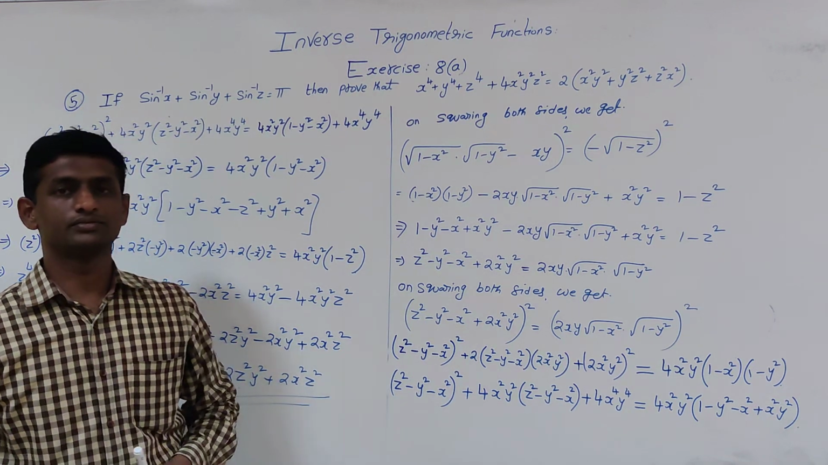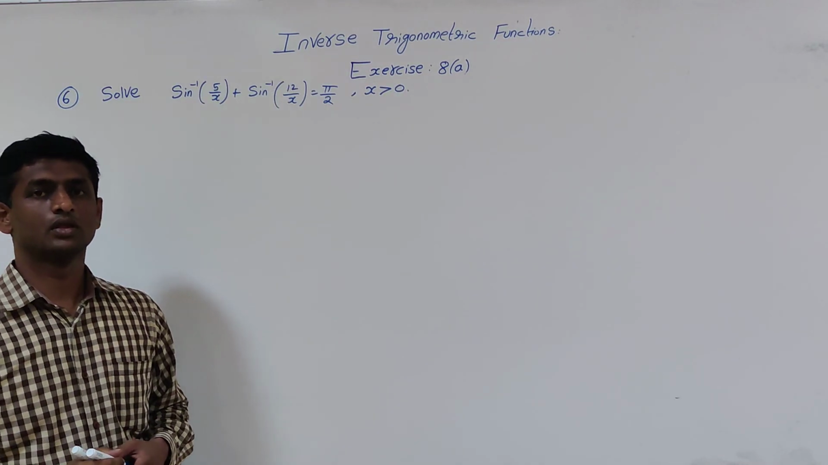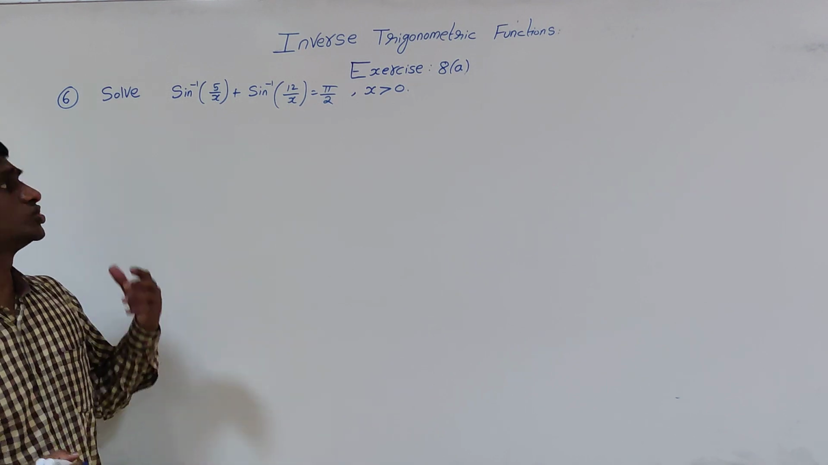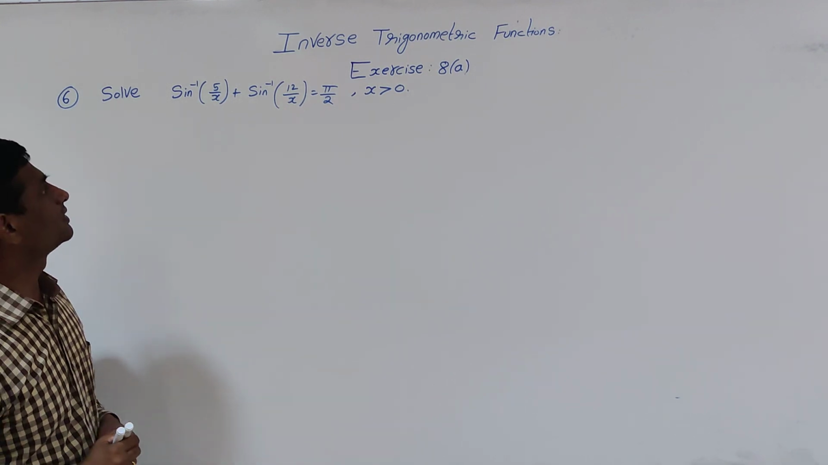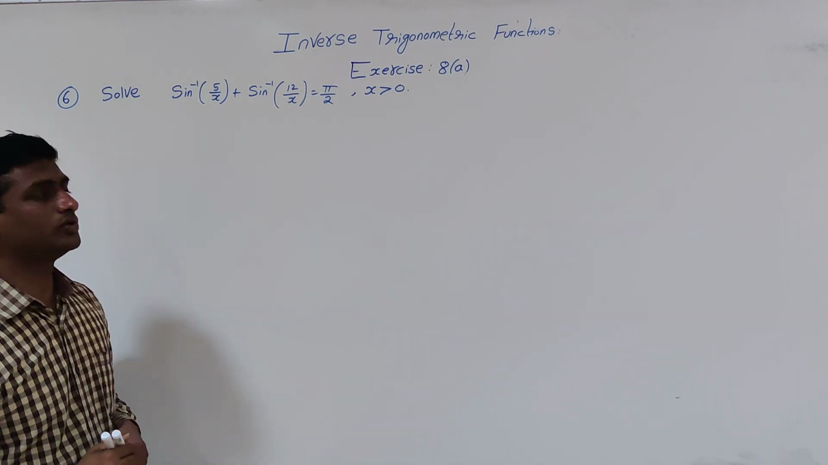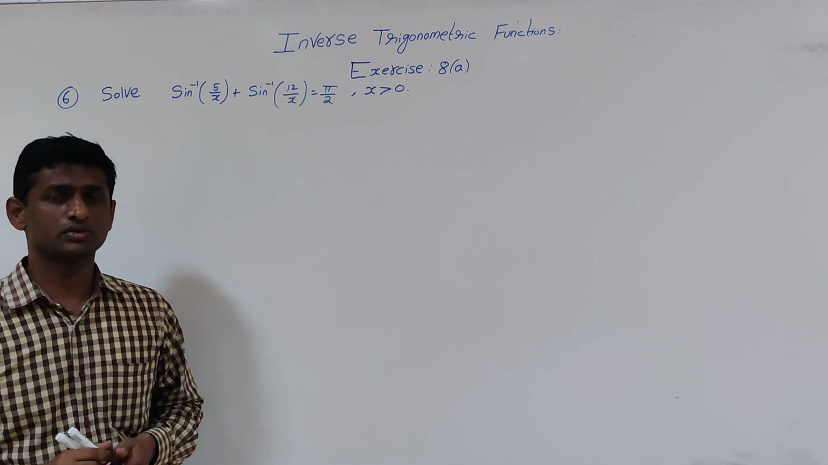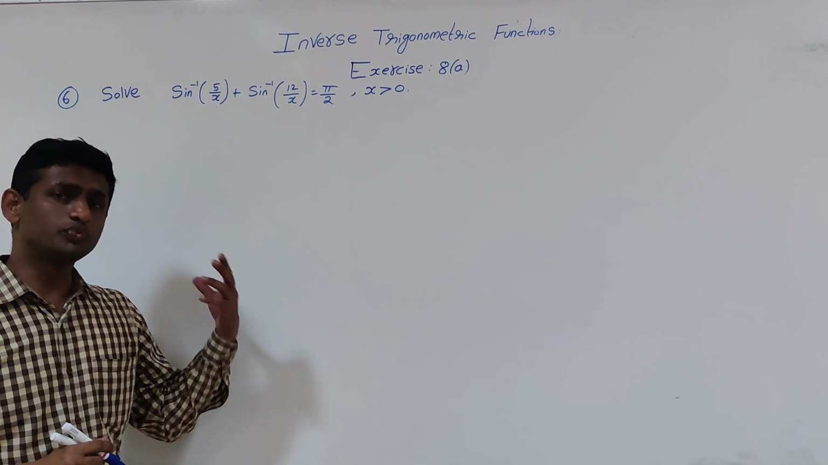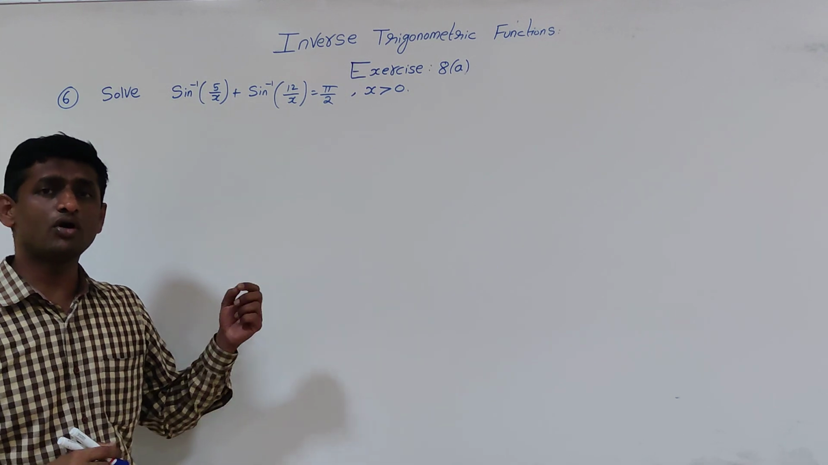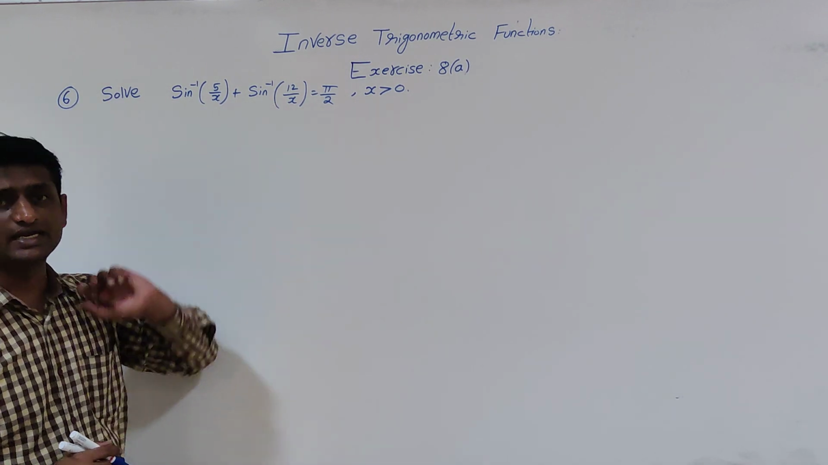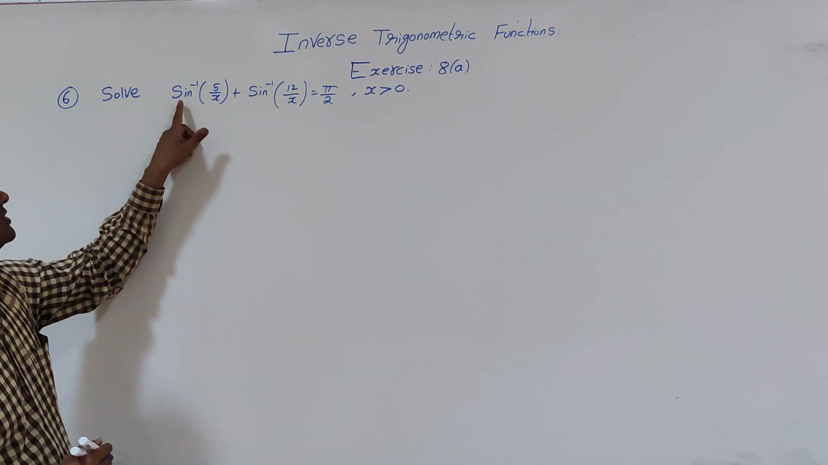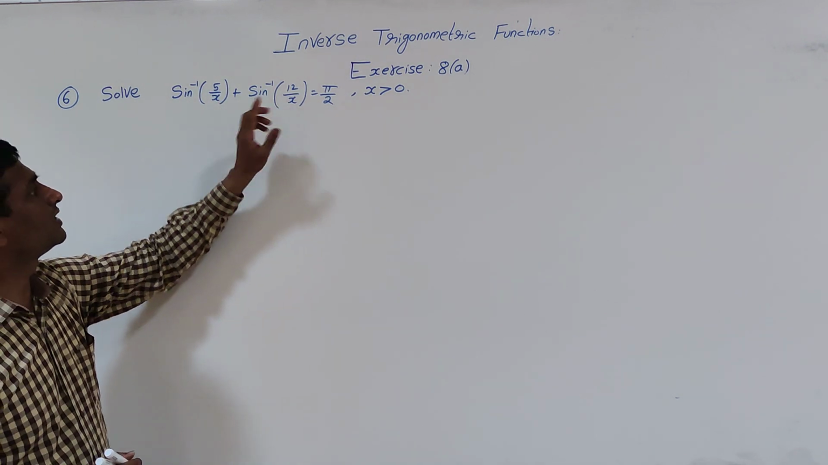Next problem. So the next problem is solve sin inverse of 5 by x plus sin inverse of 12 by x is equal to pi by 2, where x is greater than 0. Means he is not asking to prove it, he is asking for what value of x the equation gets satisfied.